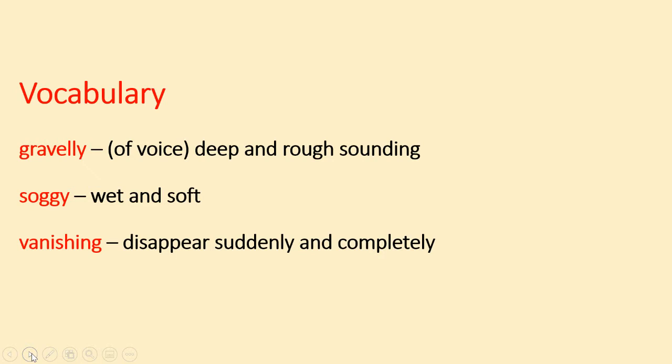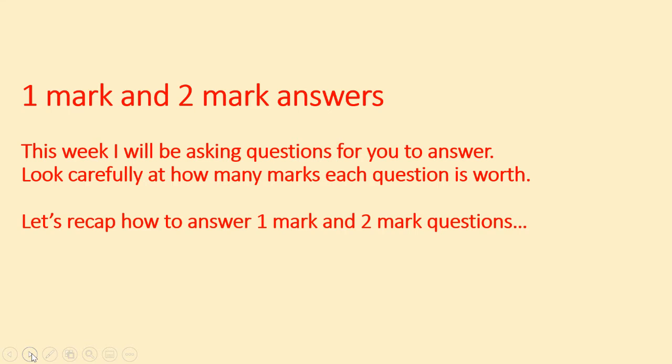If something is soggy, it's wet and it's soft. I don't know if you've ever dunked a biscuit into a cup of tea or a hot chocolate and it comes out all soggy. It's all wet and soft. It's soggy. My turn, vanishing, your turn. So if something has vanished, if it is vanishing, it disappears suddenly, completely. It's gone. Vanish is the root word of vanishing.